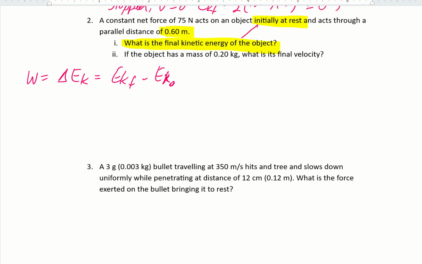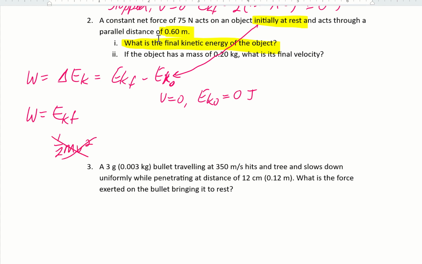Now, I am initially at rest. Okay, so that means my initial velocity is 0, so my initial kinetic energy is 0 joules. So that means that my work is equal to my final kinetic energy. Now, I'm not given any information about the mass or the velocity of my object, so using 1/2 mv squared isn't going to be useful right now because I don't have that information.